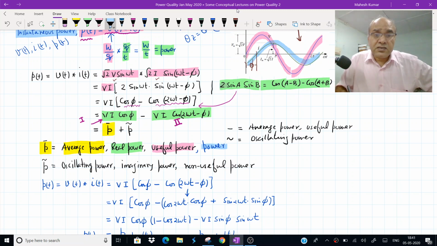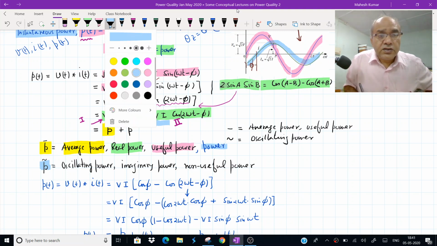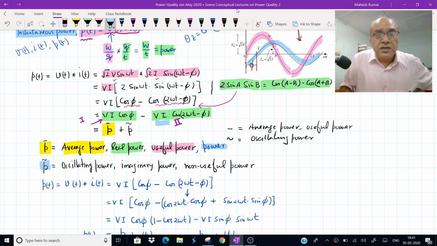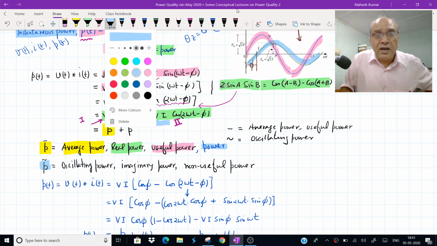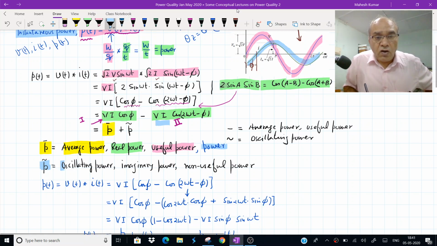The next term, the second term, is Vm Im cos 2 omega t minus phi. Now this term has double frequency and is a function of time. So this term is called the oscillating power. This is denoted as P tilde, which means the oscillating or time varying component of the power.